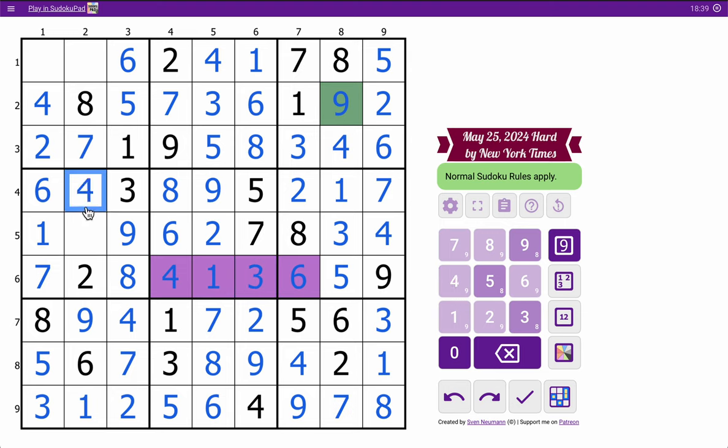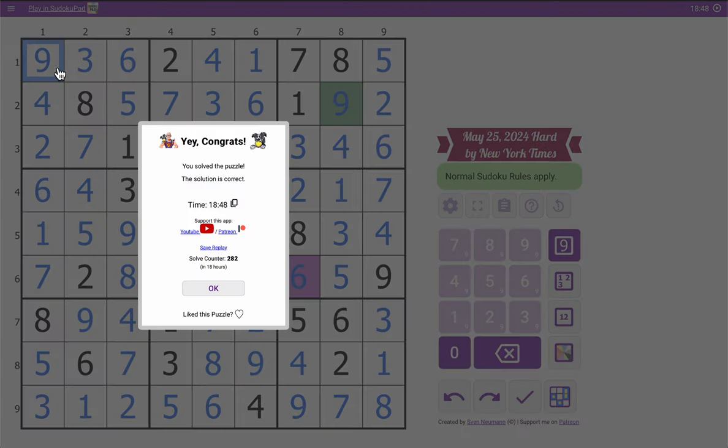These are 4, 5, I know the order. 3 is forced to be there. This has to be 9. There we go.